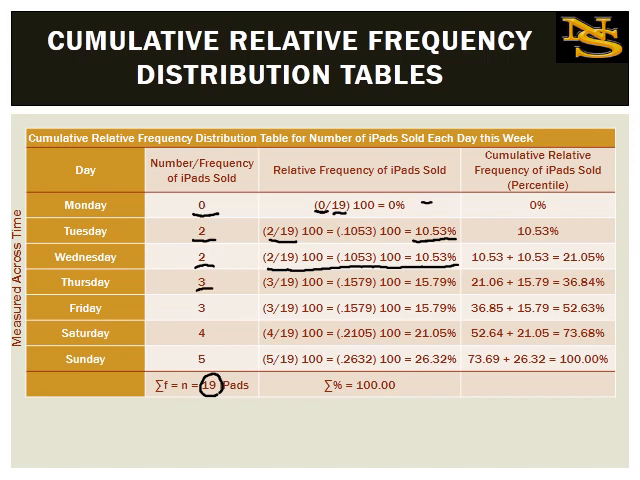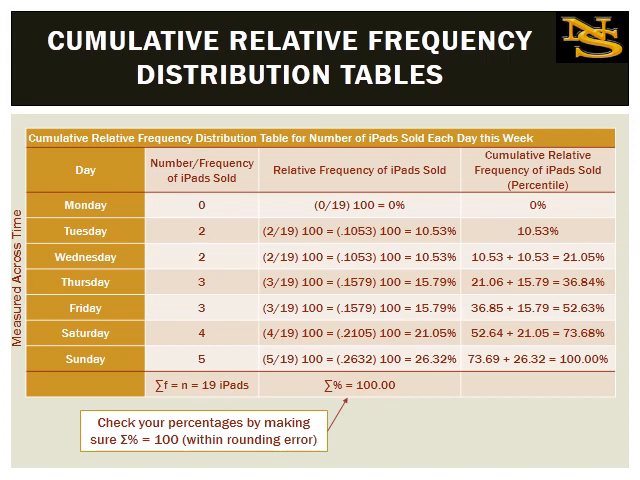Then on Thursday, we sold 3 out of our 19 iPads, same on Friday, so these look the same. Then on Saturday, we sold 4 out of 19 iPads, and Sunday, we sold 5 out of 19 iPads, so 21.05% and 26.32% respectively. Now, as always, when you are creating percentages of a whole, you're going to expect that if you add all of those percentages together, you are going to get something that's around 100%. So if you were doing this by hand and you wanted to check your math, you could make sure that all of these add up to something really close to 100%.